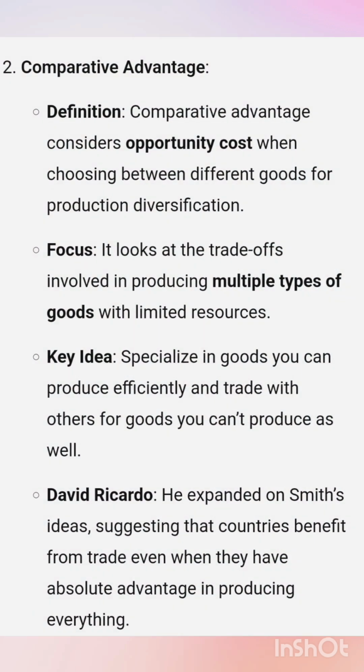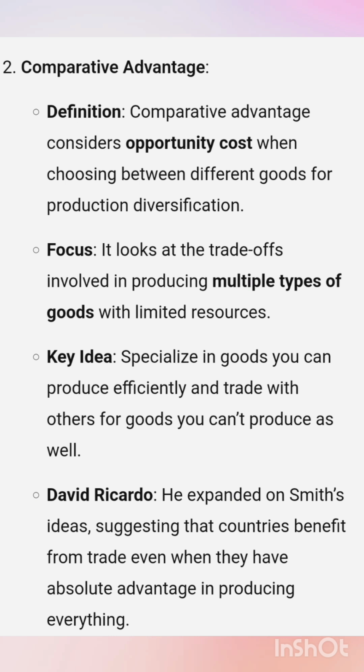Comparative advantage. Definition: comparative advantage considers opportunity cost when choosing between different goods for production diversification. Focus: it looks at the trade-offs involved in producing multiple types of goods with limited resources. Key idea: specialize in goods you can produce efficiently and trade with others for goods you can't produce as well.